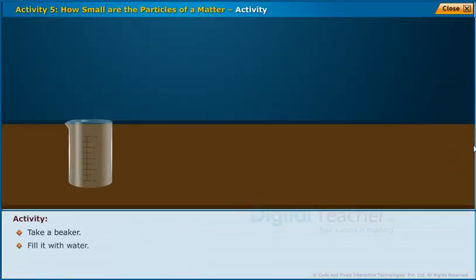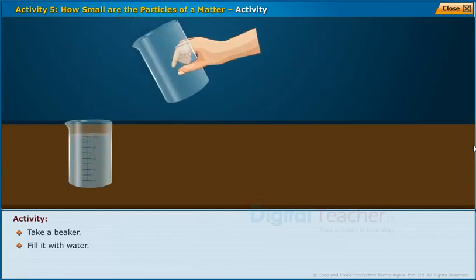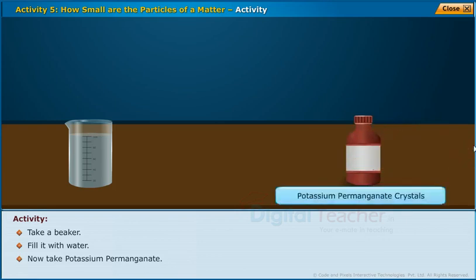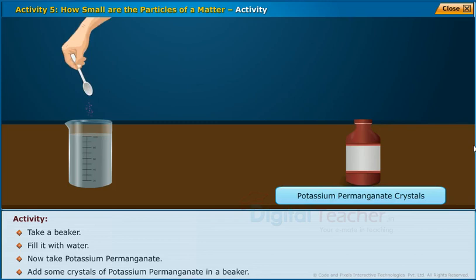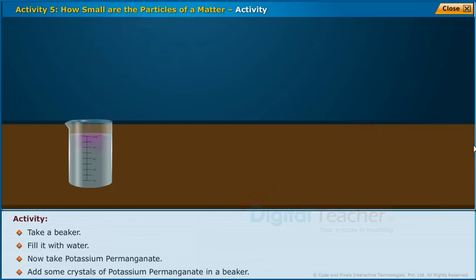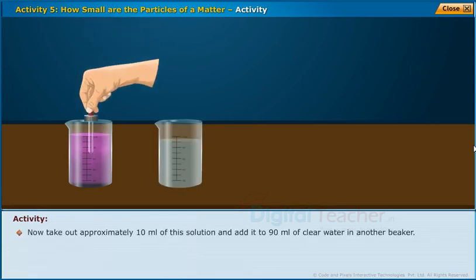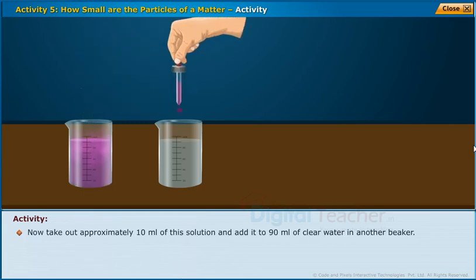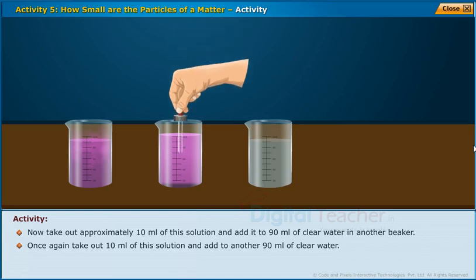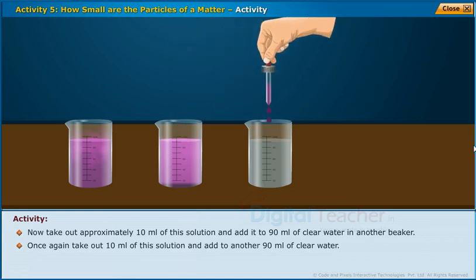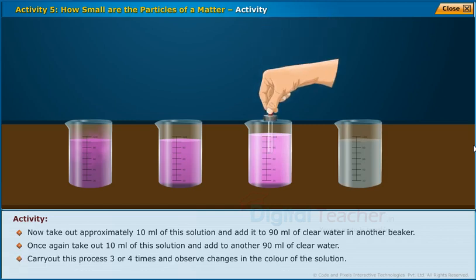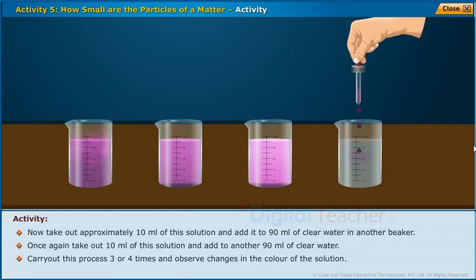Take a beaker. Fill it with water. Now take potassium permanganate. Add some crystals of potassium permanganate in a beaker. Now, take out approximately 10 ml of this solution and add it to 90 ml of clear water in another beaker. Once again, take out 10 ml of this solution and add to another 90 ml of clear water. Carry out this process 3 or 4 times and observe changes in the color of the solution.